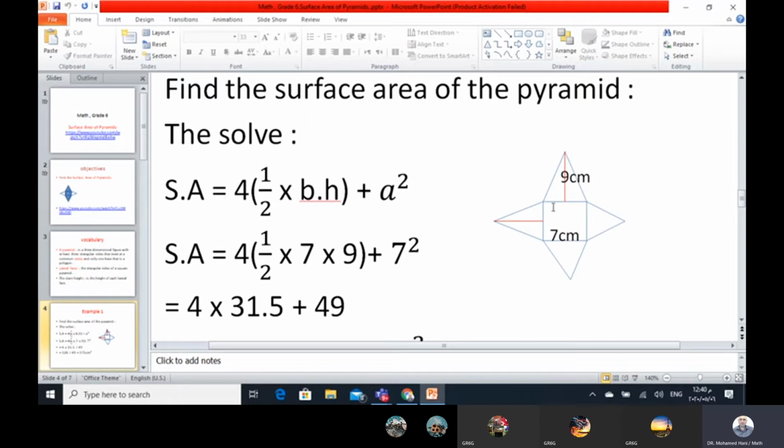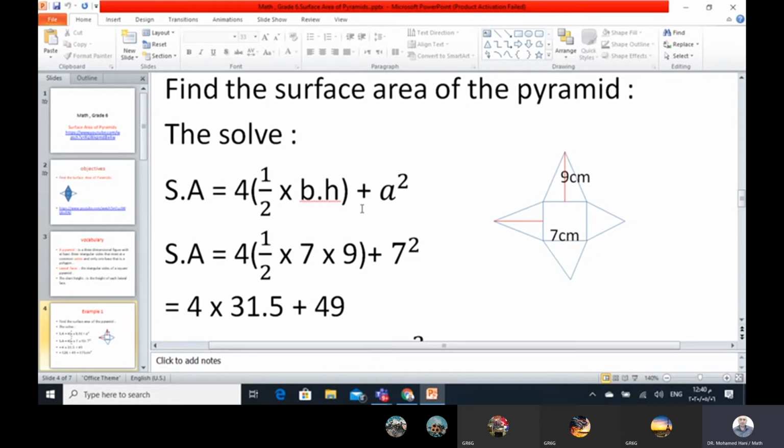Then I can add the area of the square. How to solve the area of the square? Side times side, or side squared. So I can write a squared. What's the meaning of the a? The side of the square.